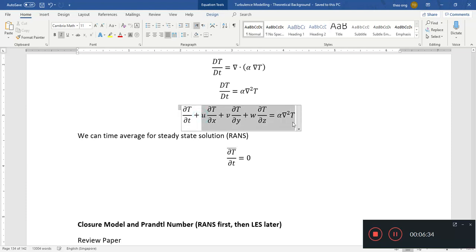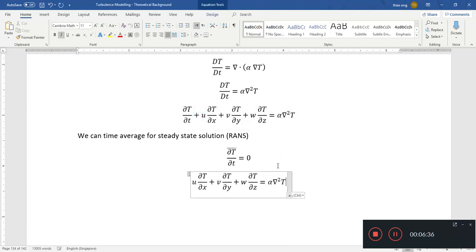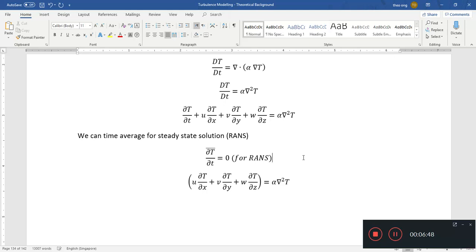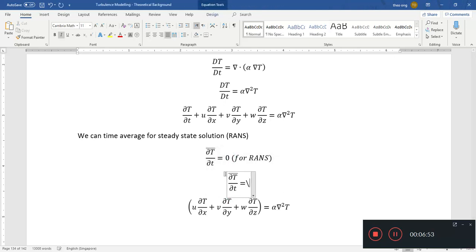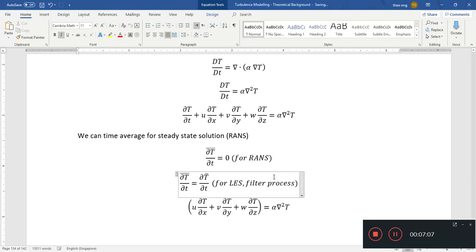Now that leaves us with this to average. Of course, this actually won't be 0. This is only equal to 0 for Reynolds-averaged Navier-Stokes, but this will remain for LES. This is the filter process, usually used with spatial averaging.